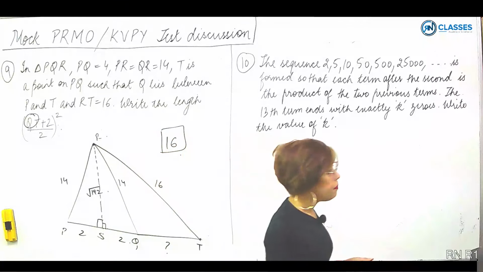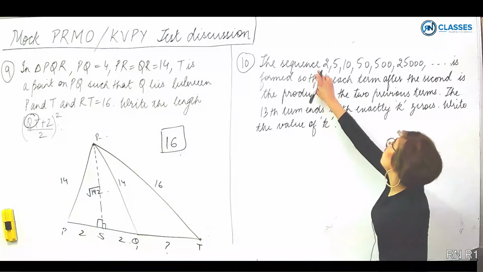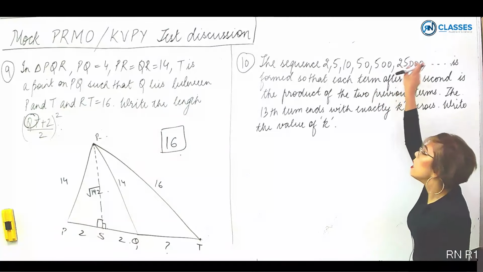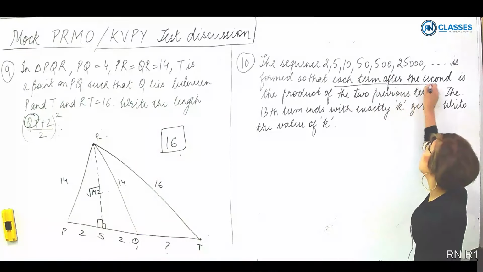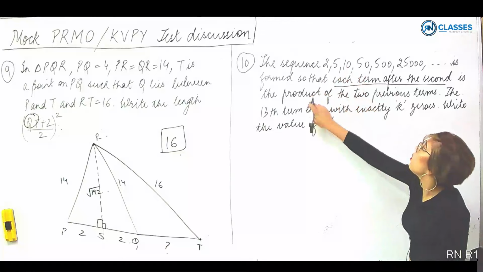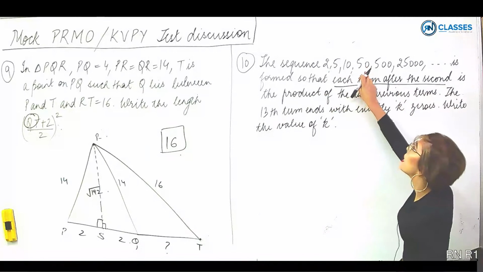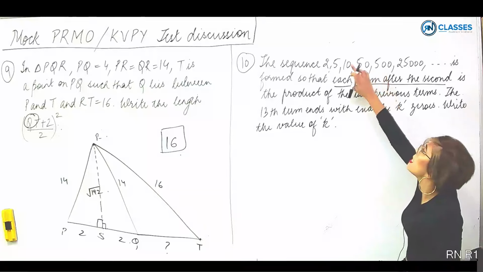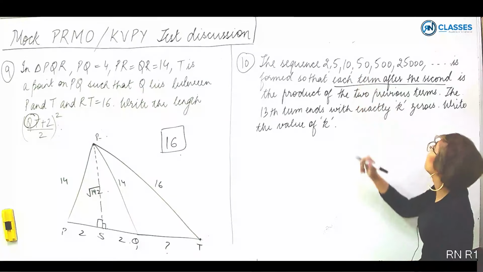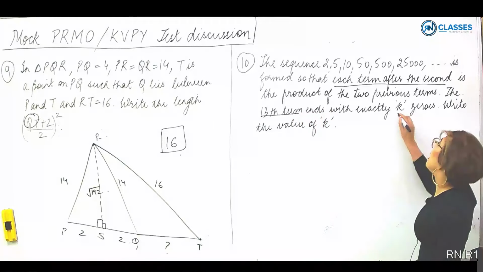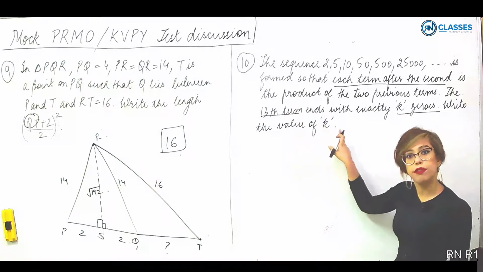On to the next one. Now he says the sequence 2, 5, 10, 50, 500, 25,000 is formed so that each term after the second is the product of the two previous terms. So 10 I can say is 2 into 5, 50 I can say is 5 into 10, 500 I can say is 10 into 50, and so on. He says the 13th term ends with exactly k zeros and I need to write the value of k.